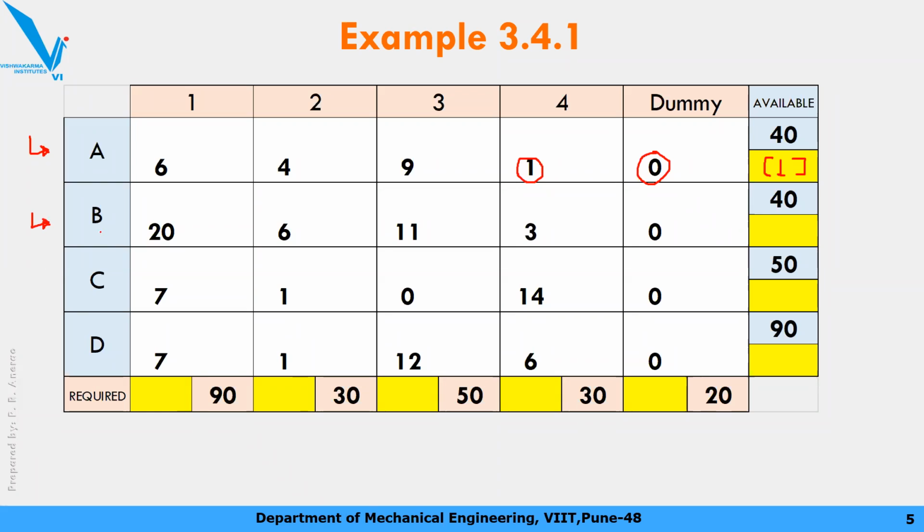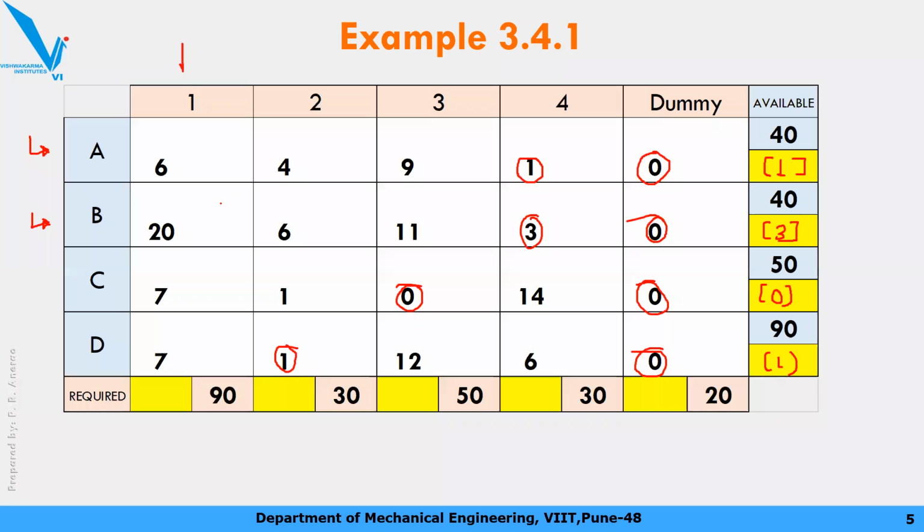Apply the same concept for row number 2. The smallest number is 0, the second smallest number is 3, so here the penalty is 3. In the next row, the smallest number is 0, the second smallest number is also 0, so the penalty will be 0, or you can put a dash. In the fourth row, the smallest number is 0, the second smallest number is 1, so the penalty will be 1.